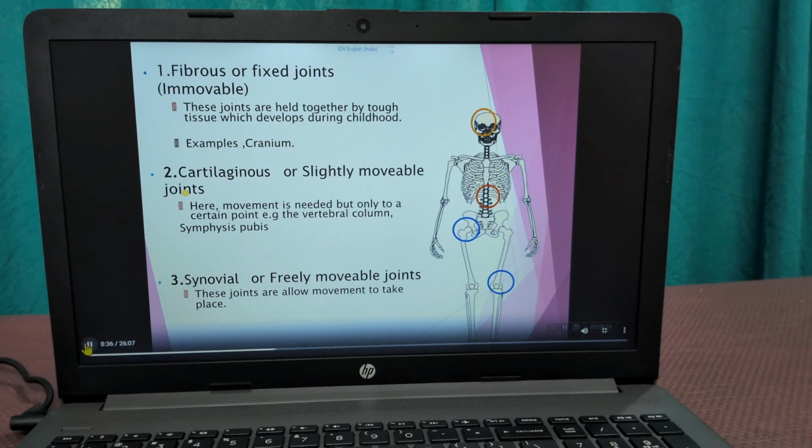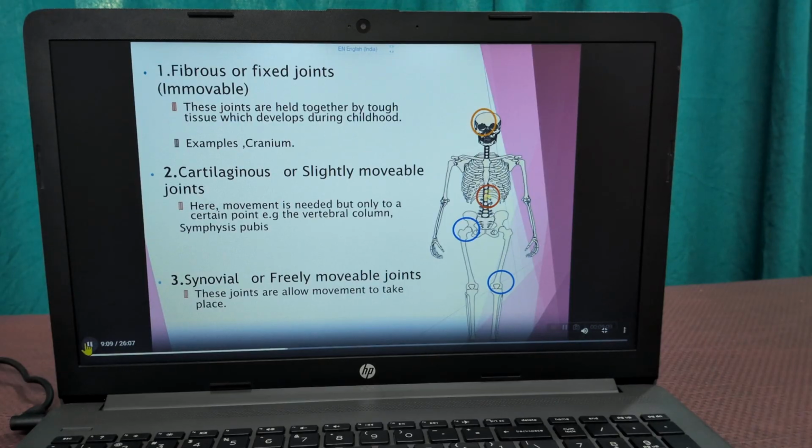But the cartilaginous joints are also of two types. First is synchondrosis and the second is symphysis. So these are the types of cartilaginous joint which are slightly movable. So where is the synchondrosis found? They are found in the epiphyseal plates of the growing bones in the children, and the symphyses are found at the joints between the vertebrae and between the pubic bones.